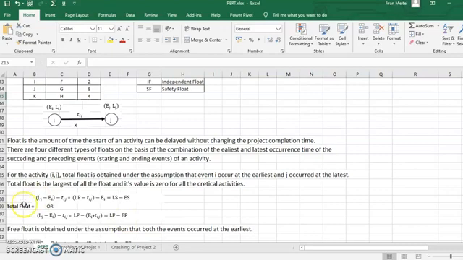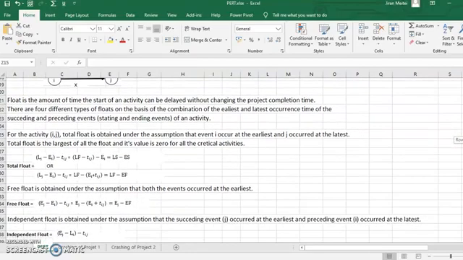So let's come back again. Your total float is going to be computed on the basis of the assumption that this is the succeeding event and this is the preceding event of the activity X. So total float is computed on the assumption that the succeeding event occurs at the latest and the preceding event occurs at the earliest. Total float of an activity is computed under the assumption that event I, the preceding event, occurs at the earliest, and event J, the succeeding event, occurs at the latest. And this is how you find out a total float.